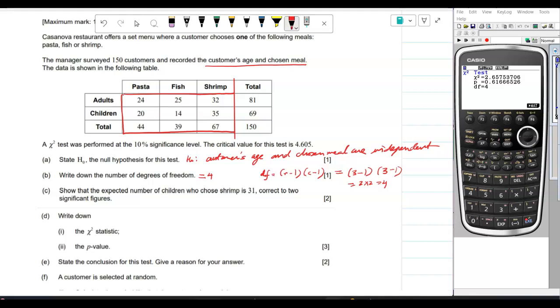Show that the expected number of children who chose shrimp is 31, correct to 2 decimal places. So you look at your matrix B. Matrix B is the expected values. Number of children and shrimp, the middle one. So how much is it? 30.82. Can you see this?